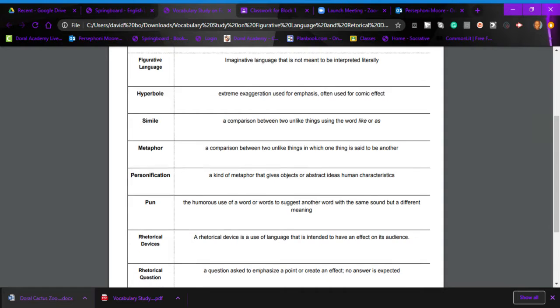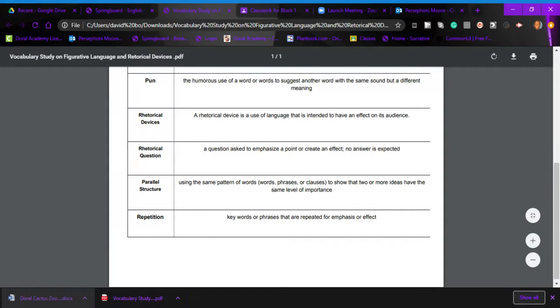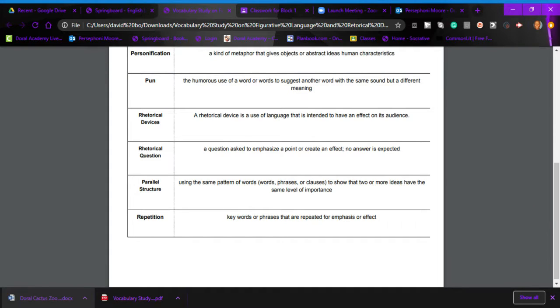So rhetorical devices, and those were all just figurative language. So these are rhetorical devices. There's only three. But a rhetorical device is a use of language that is intended to have an effect on its audience. So the whole purpose of the rhetorical device is for your audience. It's having that effect on them.